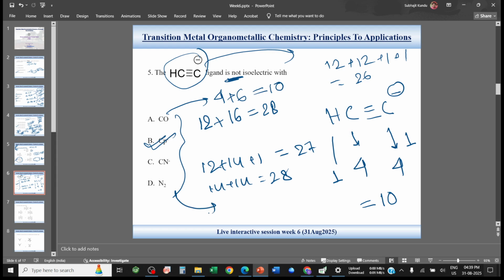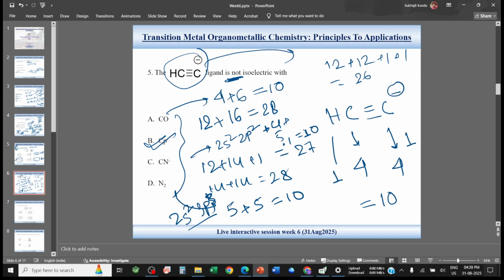Then for the nitrogen molecule, each nitrogen has 5 valence electrons, 2s2 2p3, so 5 plus 5 equals 10. For CN⁻, carbon has 2s2 2p2, equals 4, and nitrogen has 5, plus 1 for the charge, equals 10.